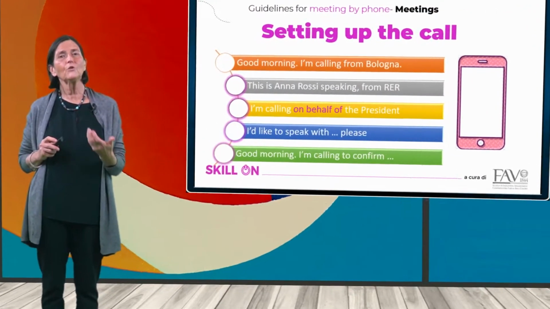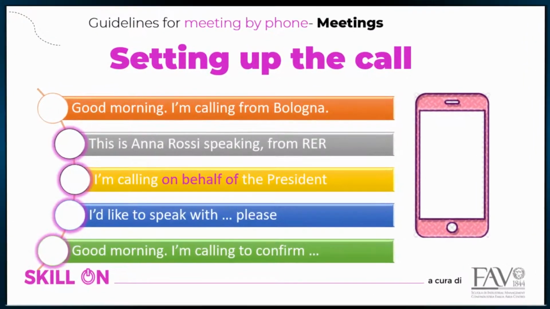Then, if you're not calling for yourself, but you're calling on behalf of one of your colleagues, you can use this expression, da parte di. So I'm calling on behalf of the President, or I'm calling on behalf of the Transport Regional Minister. Then you can specify who you'd like to speak with. I'd like to speak with, and then you give the name or the role of the person. Then, once you're through to the person, you can again repeat, good morning, I'm calling to confirm the meeting of tomorrow, whatever it is.